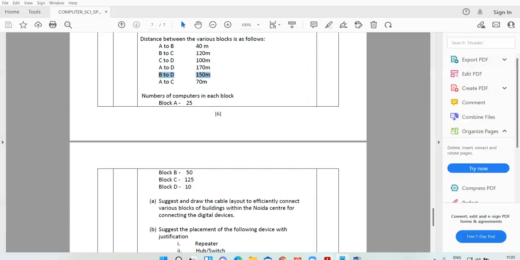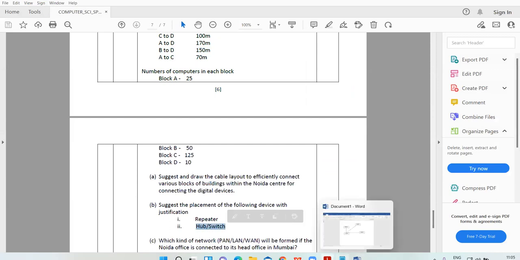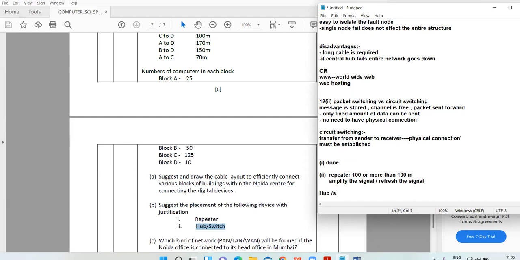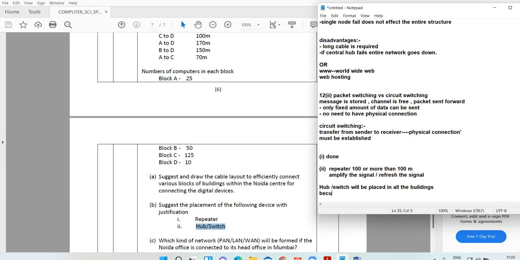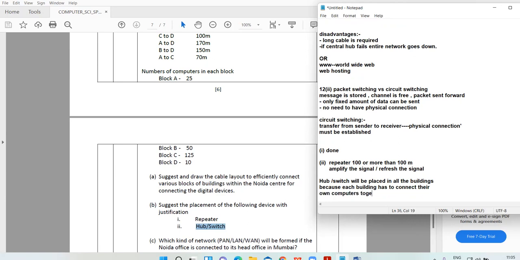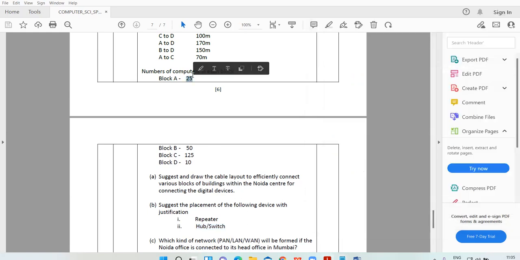Second, हब और स्विच, इसका आंसर फिक्स्ड है. हब और स्विच will be placed in all the buildings because each building has to connect their own computers together. Building A में 25 computer हैं, इन्होंने 25 के 25 connect करने हैं, they need hub or switch. Block B has 50 computers, they need to connect their computers, so they need hub or switch. Block C has 125 computers, they need to connect. Similarly, block D. Okay, am I clear with two questions? बेटा ये दोनों sure shot questions हैं, they are every time there in every comprehension. Am I clear with the answers to all of you?